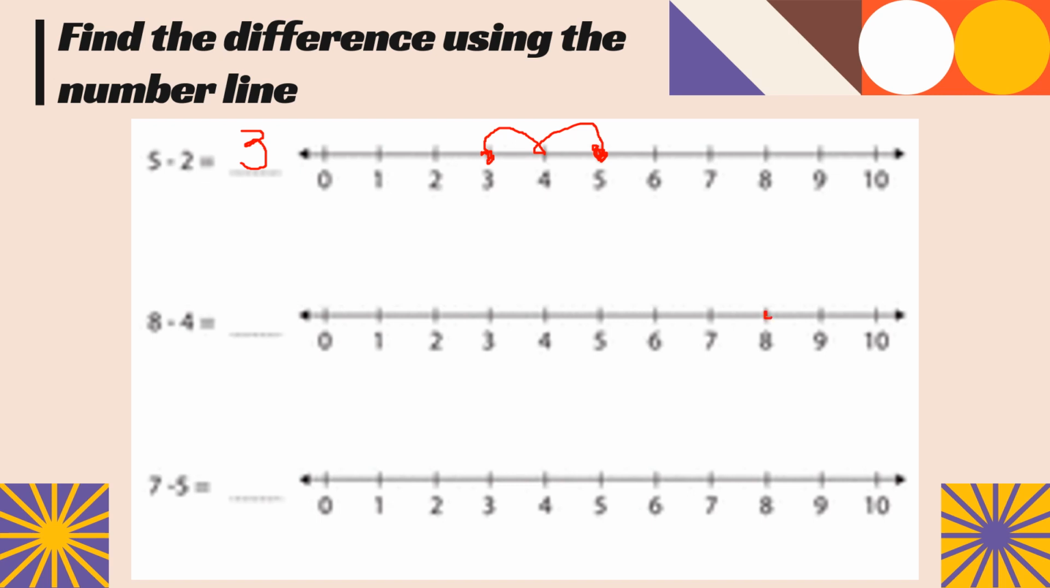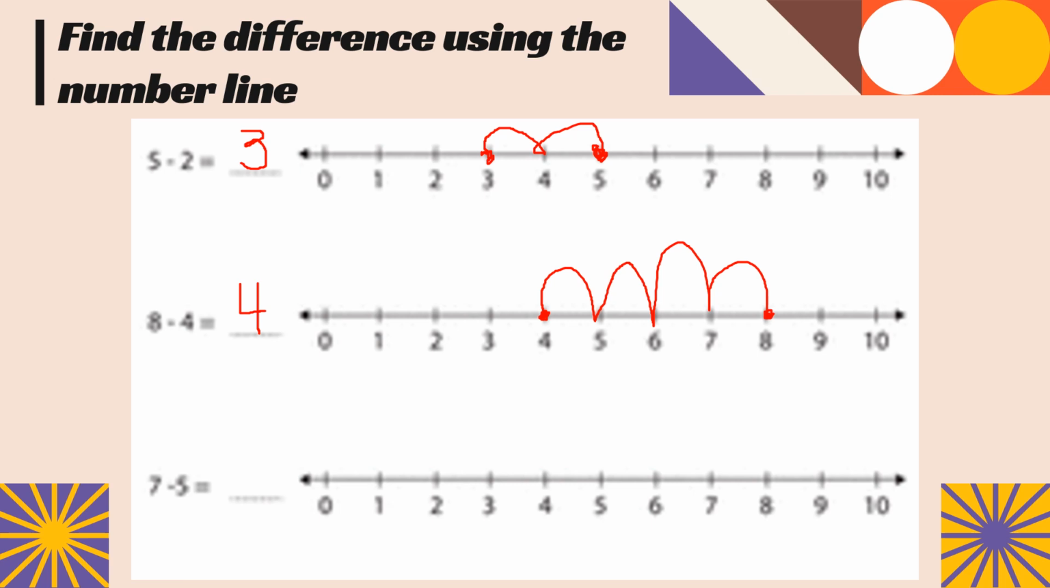You start on 8, and you're going to hop 4 back. 1, 2, 3, and 4. And you stop on the number 4. So that means that 8 minus 4 equals 4. Now look at the last one, and let's see, you have 7 minus 5.